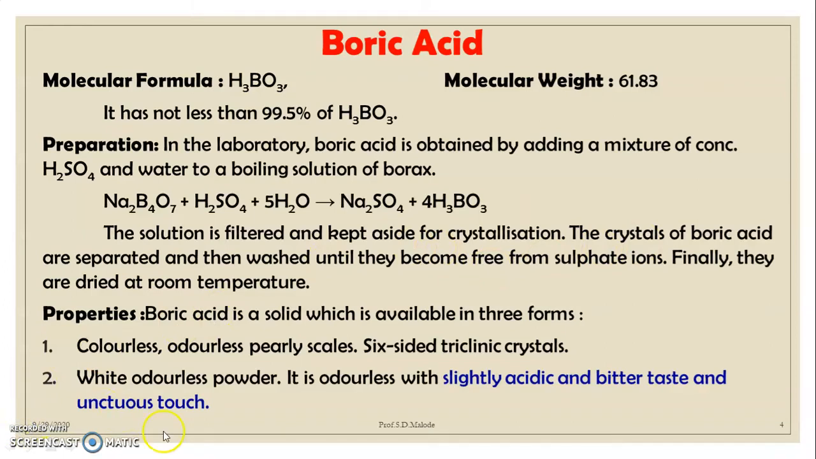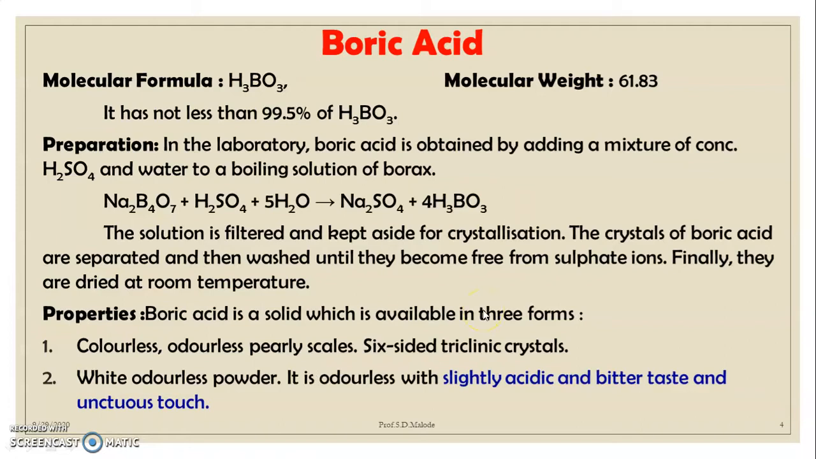The solution is filtered and kept aside for crystallization. The crystals of boric acid are then separated and washed until they become free from sulfate ions. We can test this by using barium chloride solution. We take the filtrate of this filtration and test it with the barium chloride solution. If there is a white precipitate, we have to continue the washing. Whenever the precipitate disappears, we have to stop the washing with water, and finally we collect the product and dry it at room temperature. We can also dry it in an oven or on a hot plate.